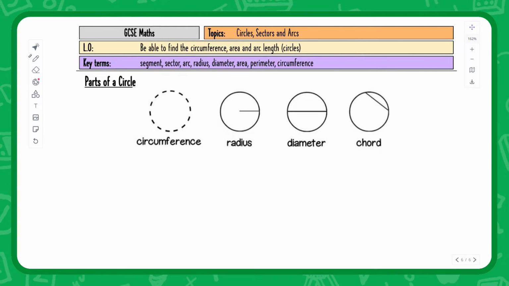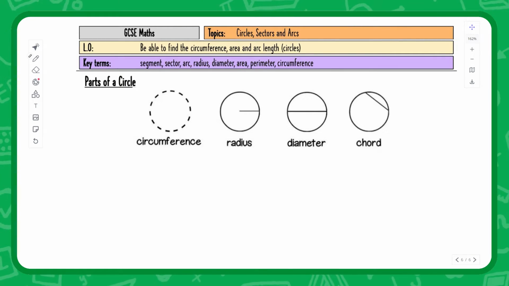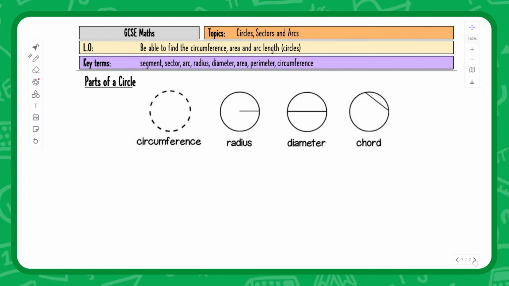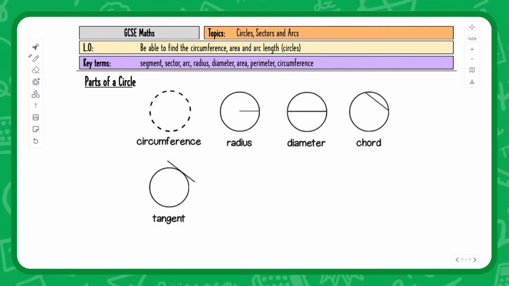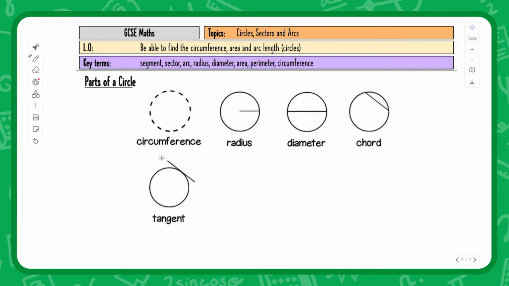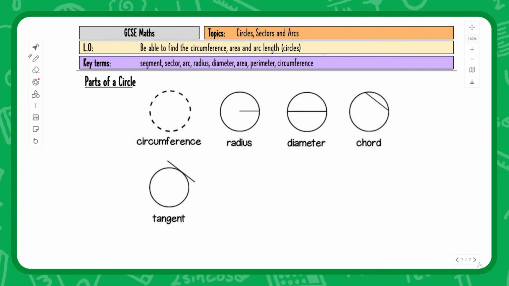A chord is basically going from one end of the circumference to the other, but that does not actually go through the centre. A tangent is basically a straight line that crosses the circle at one point. It does not go through the circle, it skims past it, and it crosses it here at that one point. So that's called a tangent.